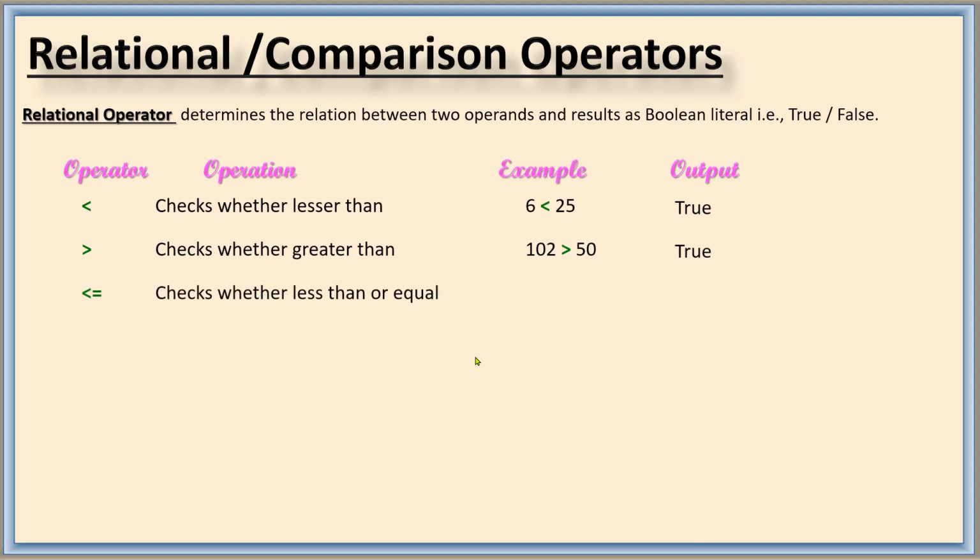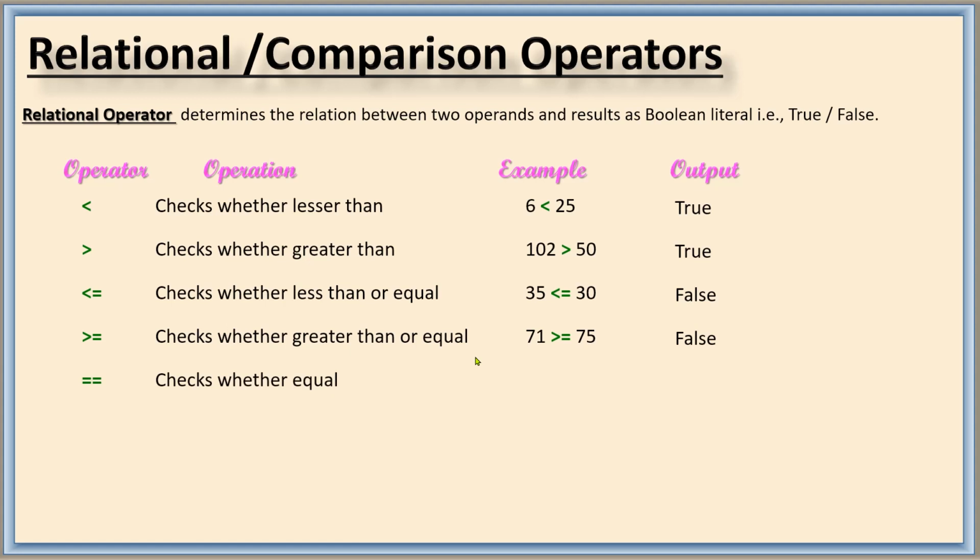Then we have lesser than or equal to. It should be lesser than or equal. For example, 35 is lesser than or equal to 30. It is not correct, so it will result in false. Next one, greater than or equal to. 71 is greater than or equal to 75. This is also not correct, so it produces false.